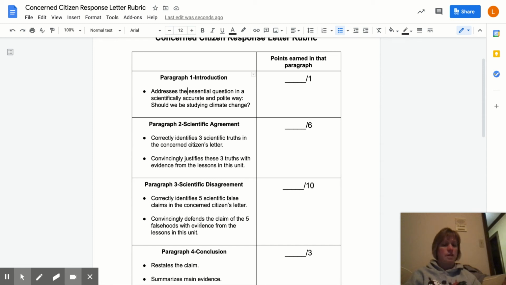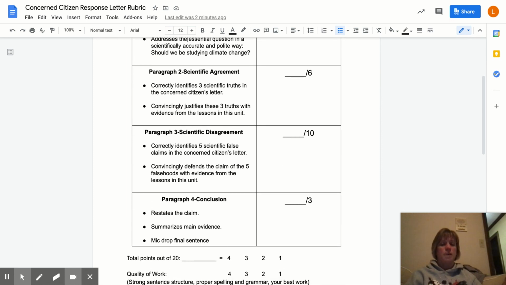Now, paragraph 3, 5 things you disagree with, and then convincingly defend your claim of these falsehoods with evidence from our unit. See how I got to the 10? 5 correctly identified falsehoods, 5 convincing defenses of those claims that they're false.